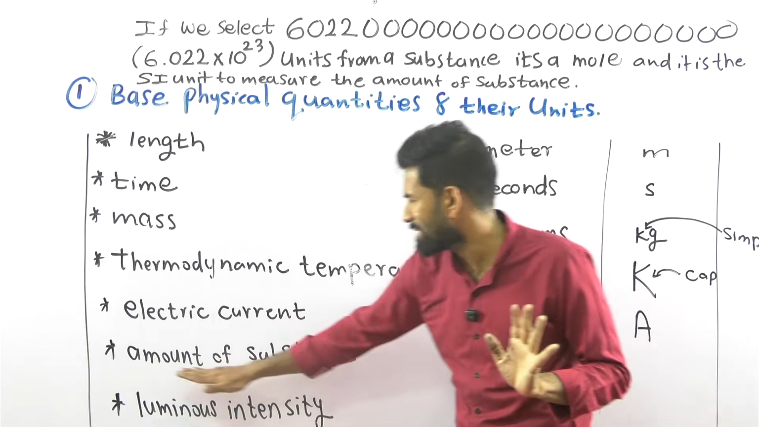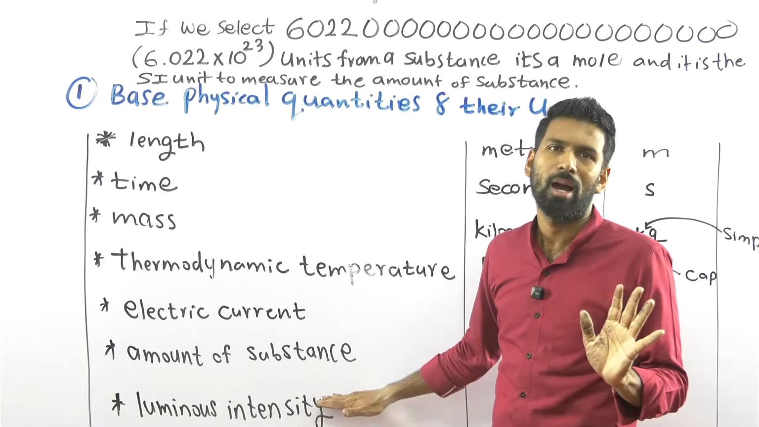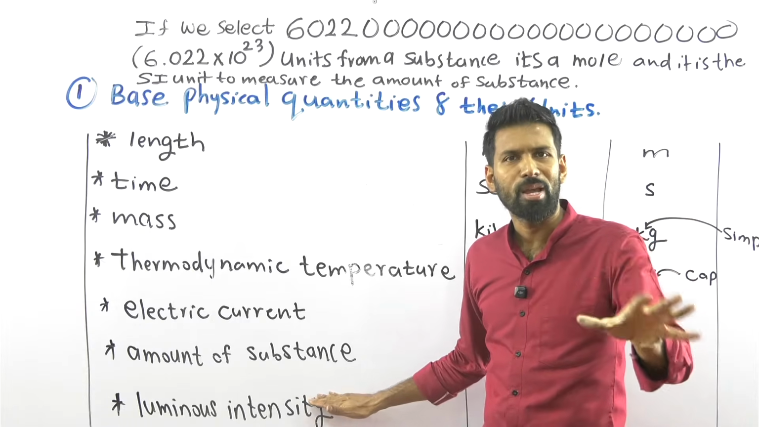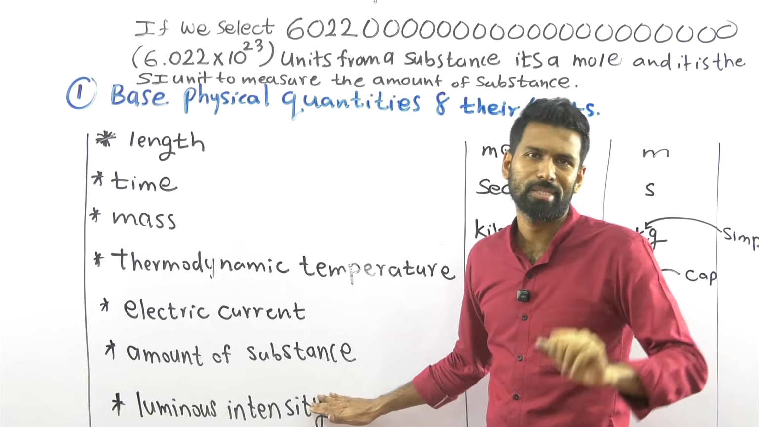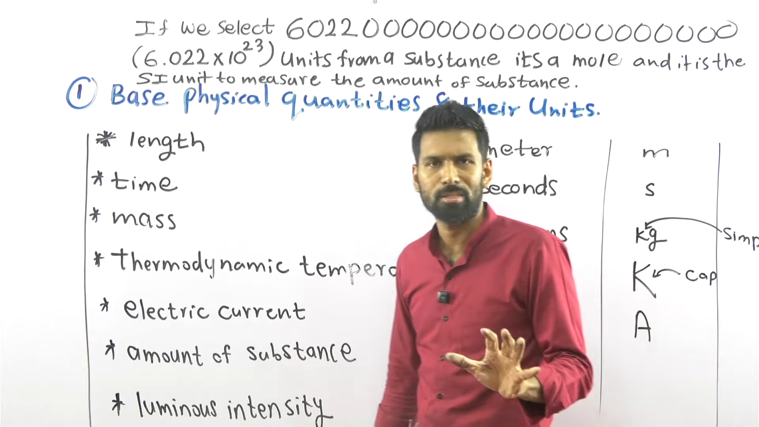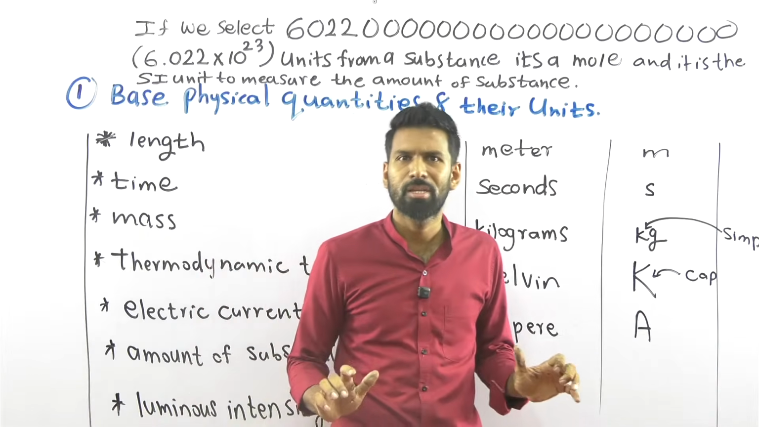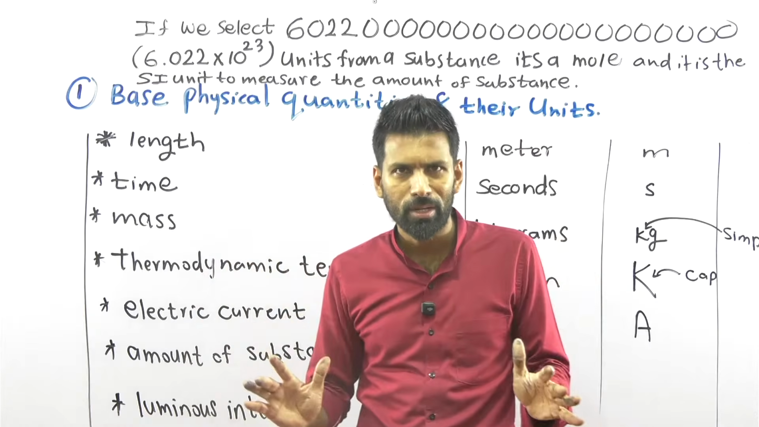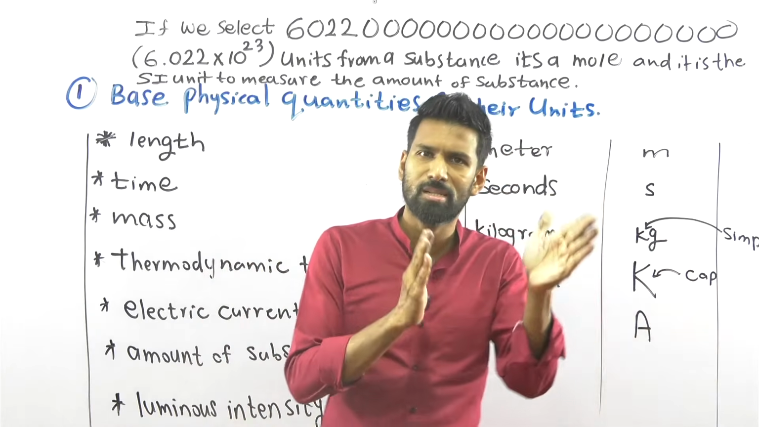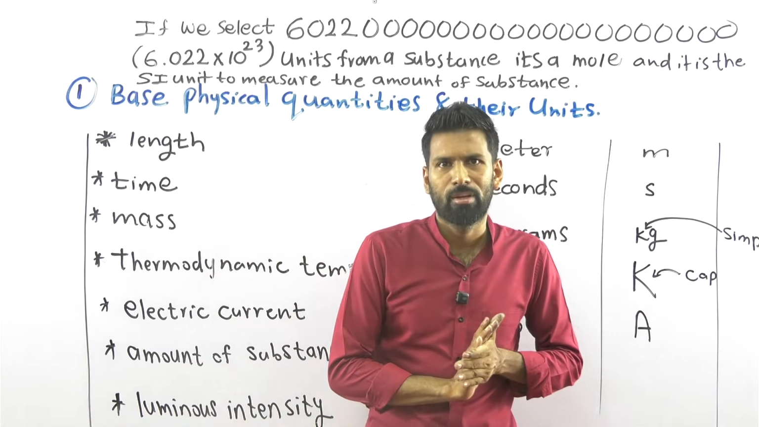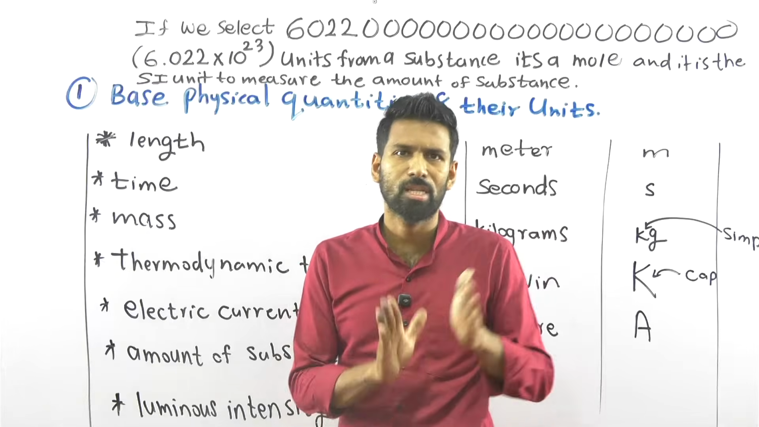Okay. What is this amount of substance? I'm trying to explain it to you. Now we are trying to understand it. Amount of substance is special. It's not specified for a certain object.